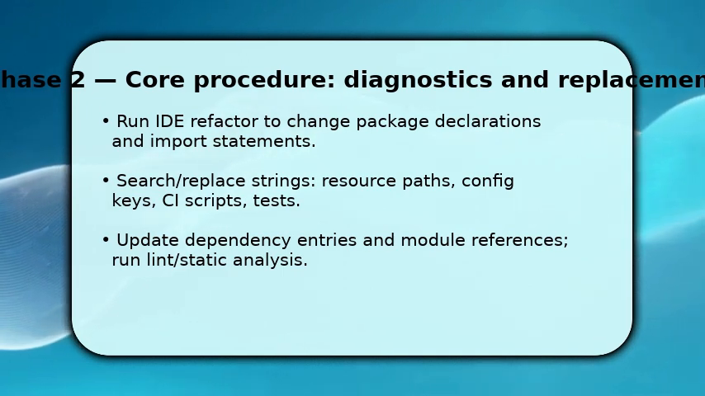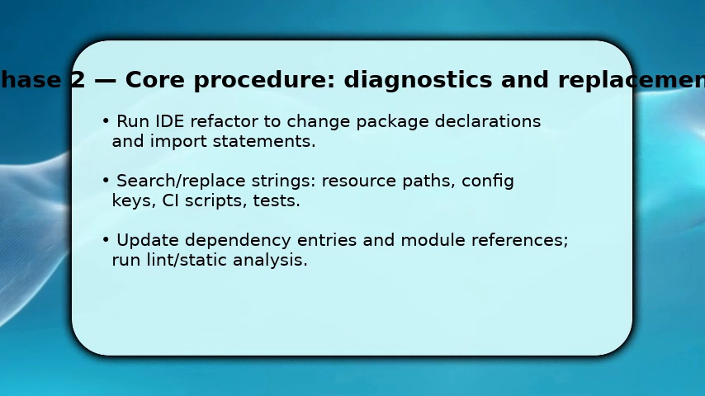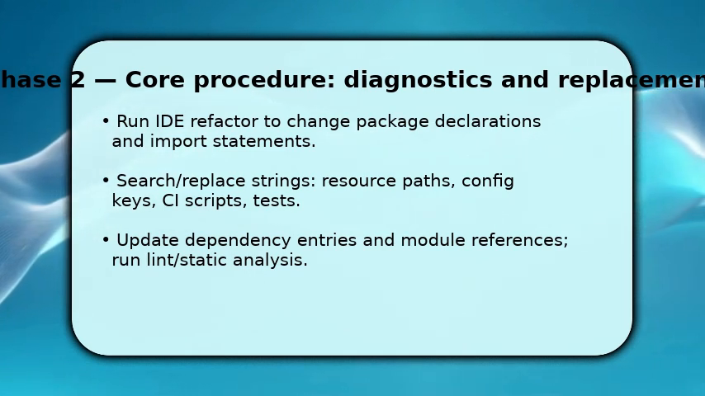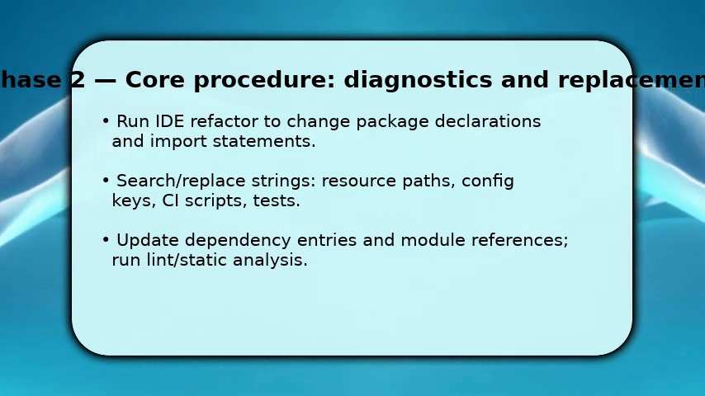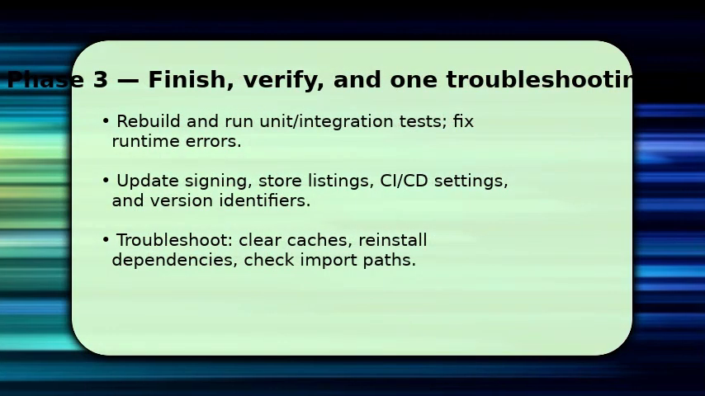Update any dependency or module entries that refer to the package. Once changed, run lint and static analysis to catch missed spots, and fix compiler errors iteratively. This prevents surprises when you build. Finally, rebuild the project and run unit plus integration tests. This verifies runtime behavior and surfaces any remaining issues.